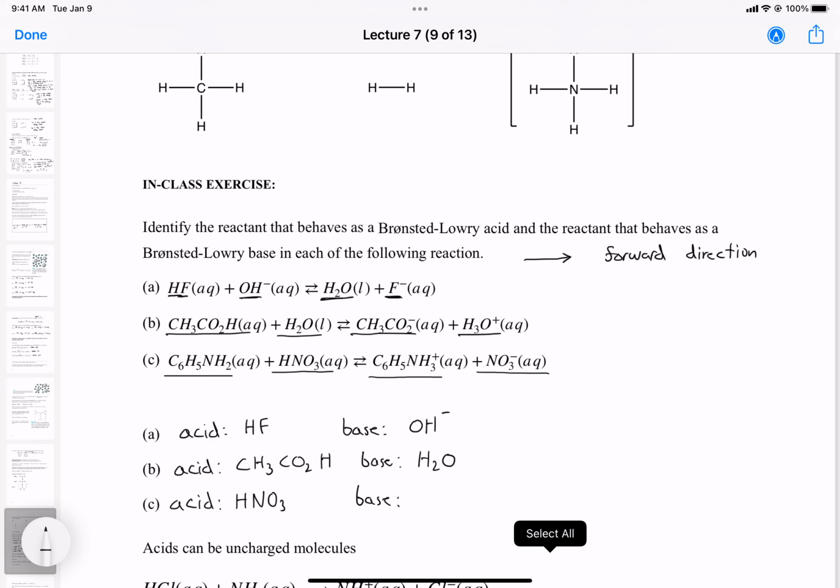aniline or aminobenzene, or what we call phenylamine. So this is going to be C6H5NH2.